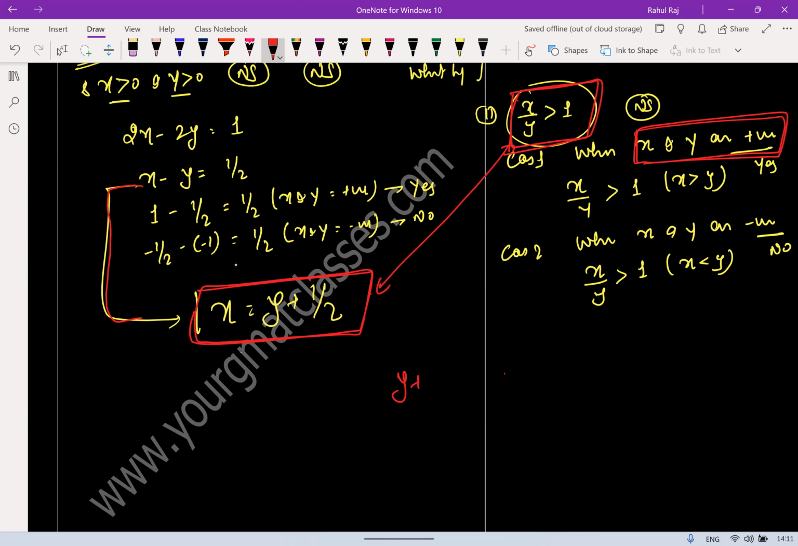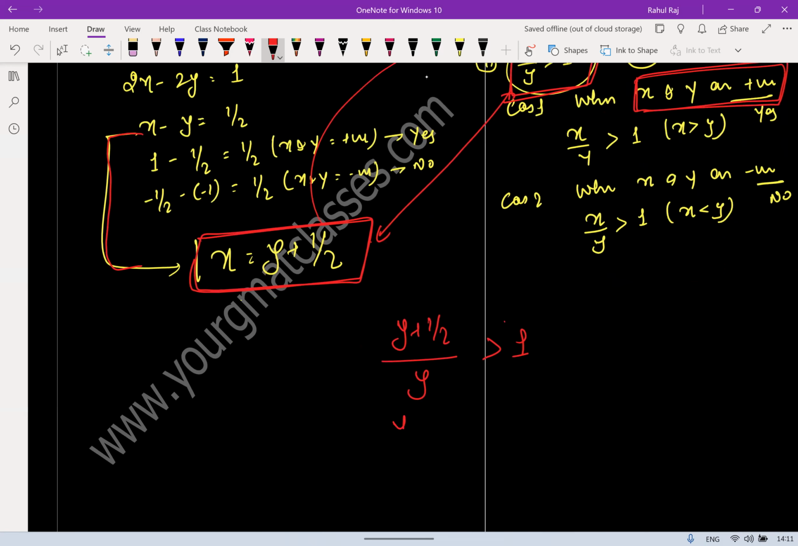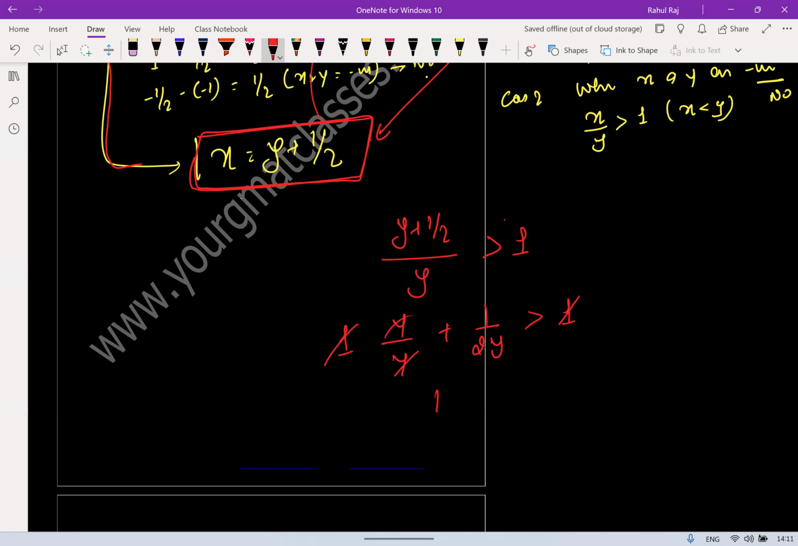So when you put this from statement number 1 to 2, what do you get? You get y plus half over y greater than 1. I have done nothing. I've just put the value of x from here into statement number 2. That is y plus half by y greater than 1. Now what can I get? y over y plus half over y greater than 1. y over y is nothing but 1. 1 gets cancelled. You are left with 1 over 2y greater than 0.